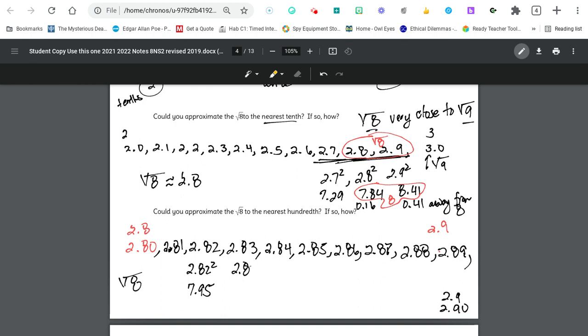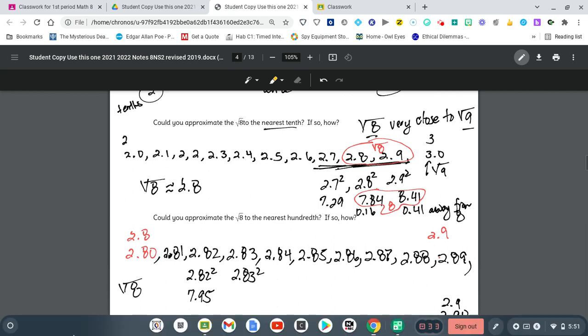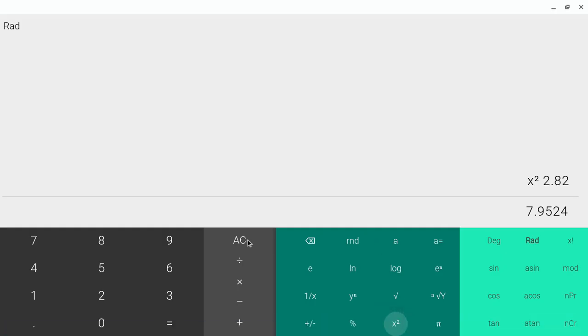Now let's check this one, just to be sure. So we're going to square 2 and 82 hundredths. 2 and 83 hundredths. 2 and 83 hundredths. Square it. That's like 8.01, because that 8 is telling that 0 to go to a 1.